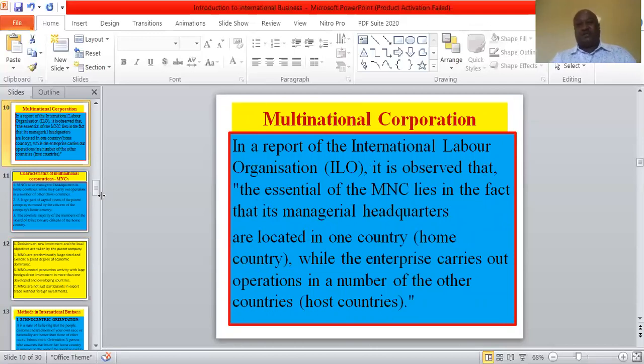Multinational corporations. When we look at a report of the International Labour Organization, ILO, it is observed that the essence of the multinational company lies in the fact that its managerial headquarters are located in one country, which is the home country, while the enterprise carries out operations in a number of other countries, and those are host countries.